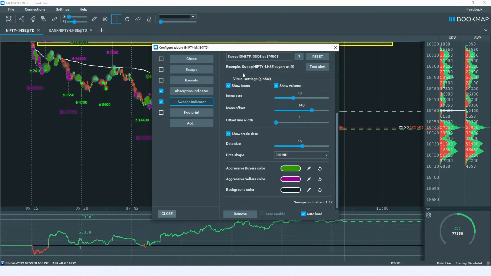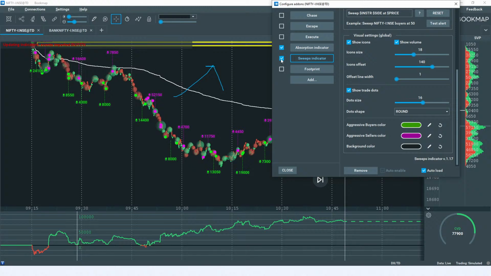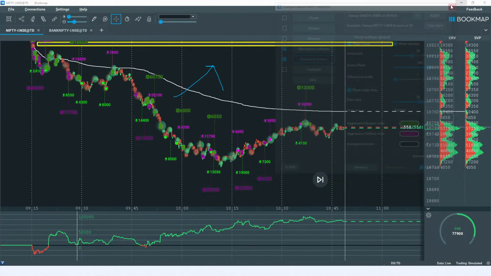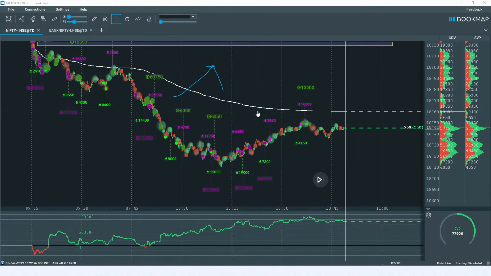So in most of the cases, I don't look for the sweep indicator, but if I'm not seeing the absorption, for example, let's say the market is taking a reversal over here, I just want to make sure whether there is a sweep presence or not. If the absorption is not showing up, I will enable the sweep and look for the information. If you enable both, there is no problem in it.